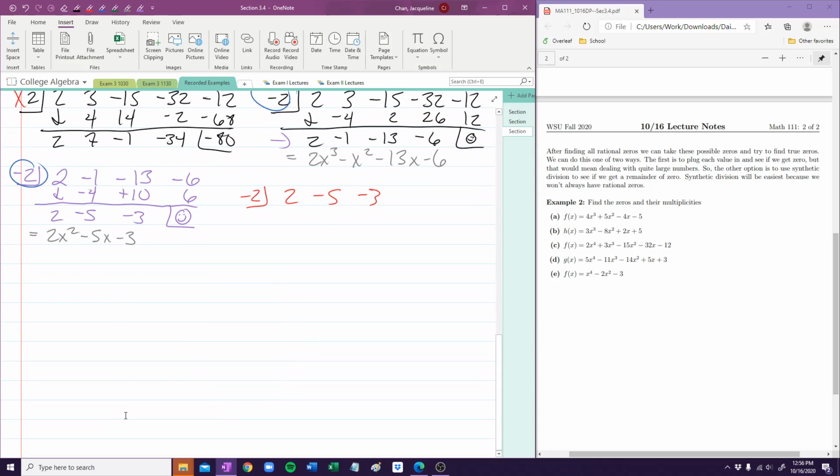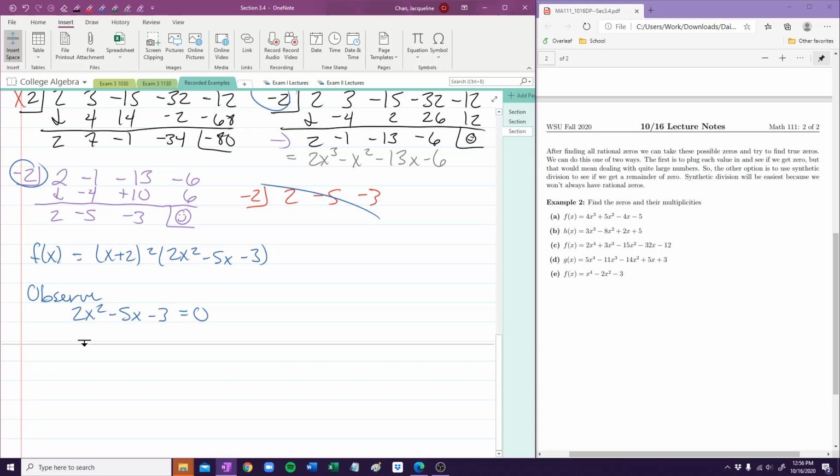But I will not do that. Since it is a quadratic, I'm going to do it this way. So we have f of x, and we know this is equal to x plus 2 quantity squared, and then we're left with 2x squared minus 5x minus 3. So we want to observe 2x squared minus 5x minus 3 equal to 0, because remember, we want to find the roots. We want to find the zeros.